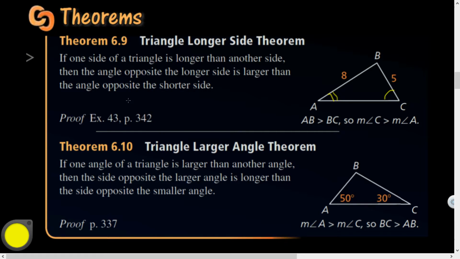We'll do that, or you might do it. Then there's the triangle larger angle theorem. Notice the only difference is side and angle. It says that if one angle of a triangle is larger than another angle, then the side opposite the largest angle will be larger or longer than the side opposite the smaller angle. Does that feel true? Does it at least pass the believability test?